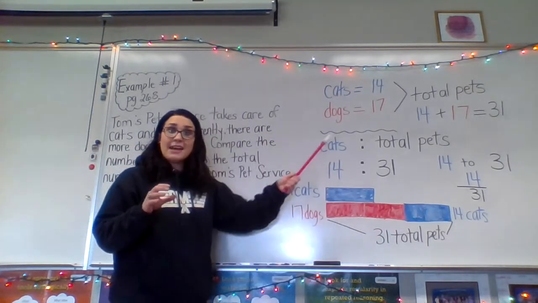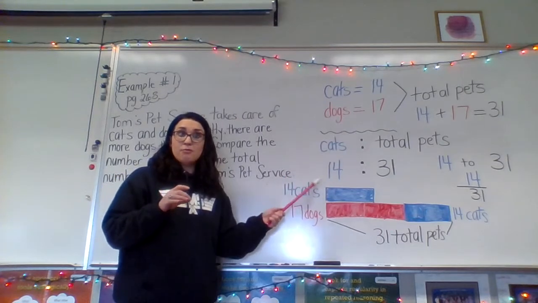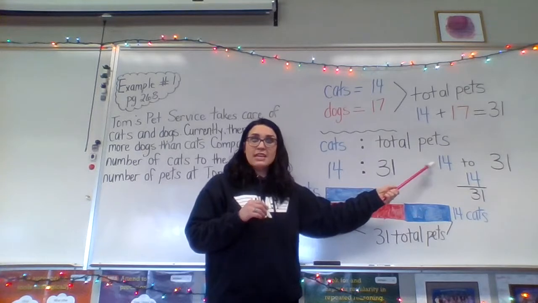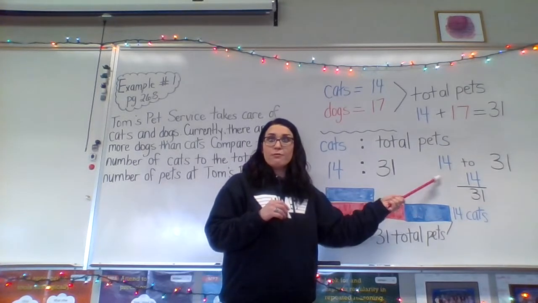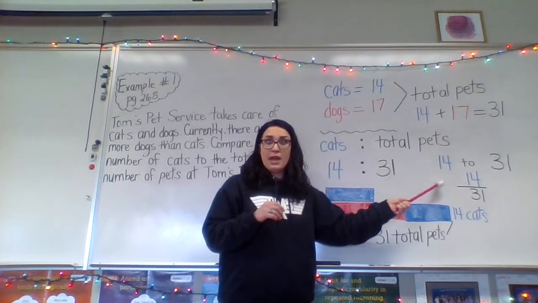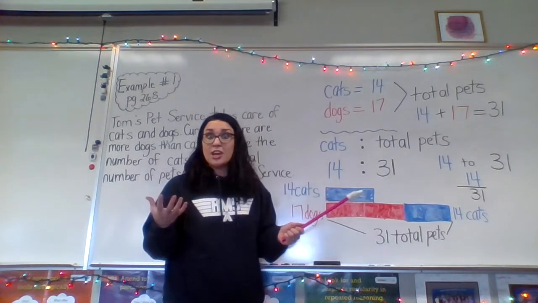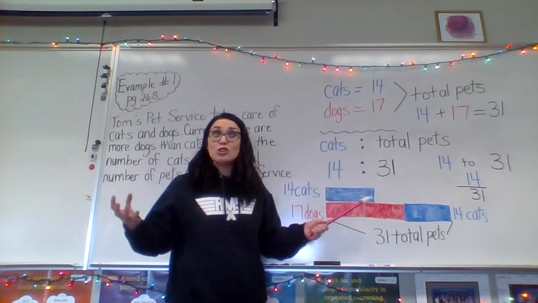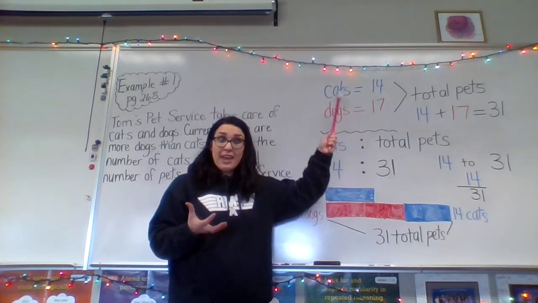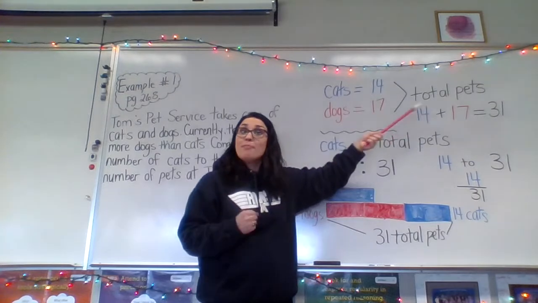So we can compare the cats to the total number of pets by doing 14, that colon, 31. We could also write 14 to 31 or 14 over 31, right? Again, these are the three different ways that we can represent a ratio, which again, just compares two different quantities together, shows that relationship between the number of cats and the total number of pets.